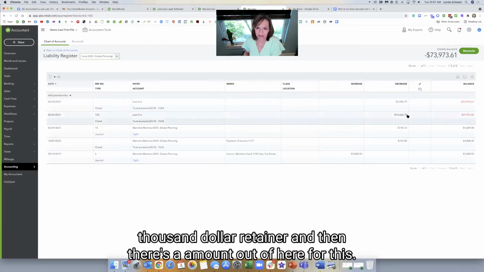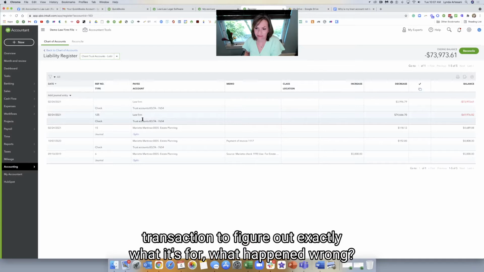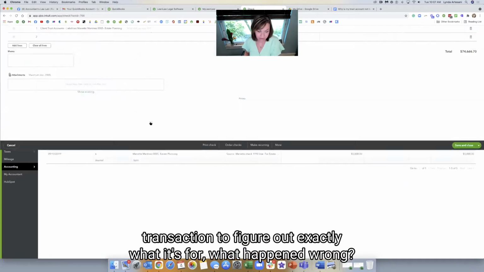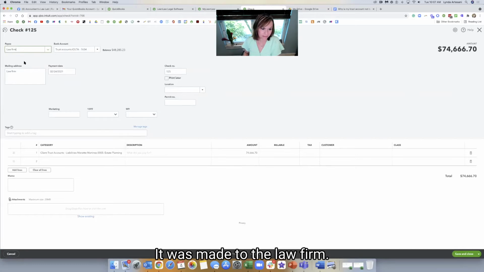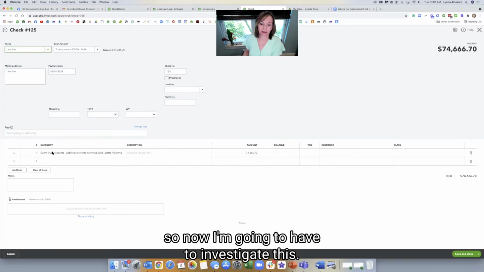And then there's an amount out of here for 74. So I need to take a look at this transaction to figure out exactly what it's for, what went wrong. Did it belong to her? It was made to the law firm. So clearly this is not the right transaction in the right place. It came out of IOLTA. So now I'm going to have to investigate this.